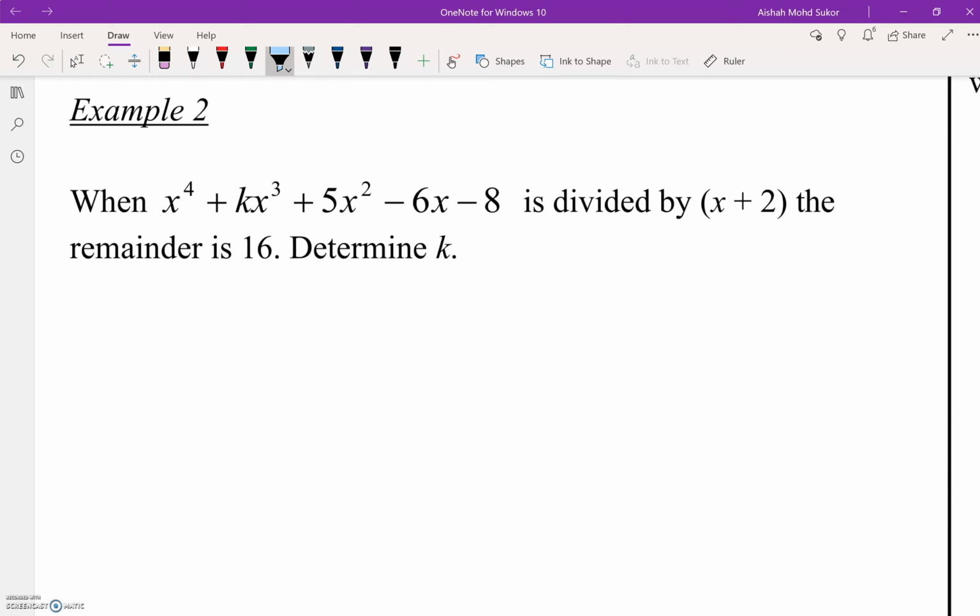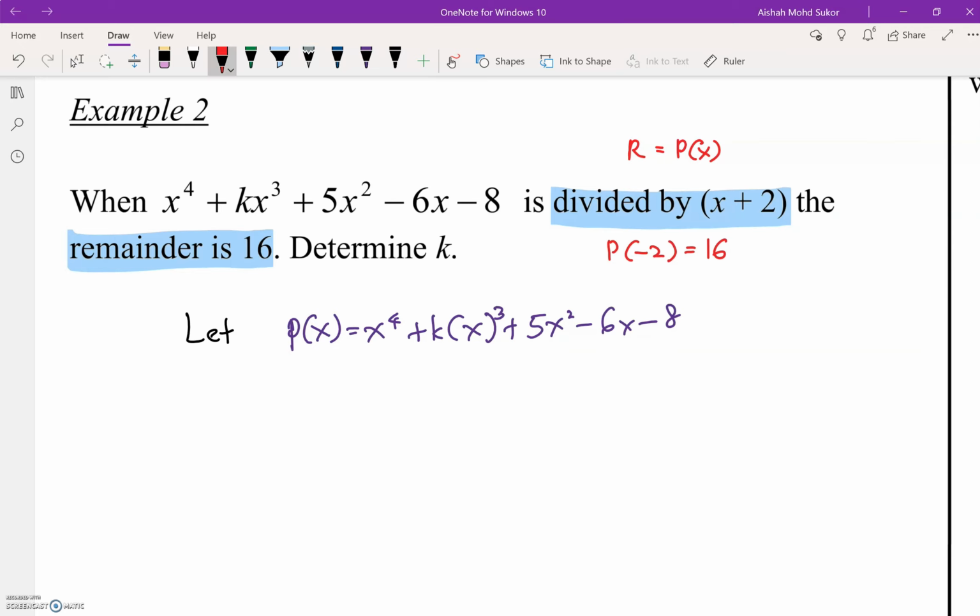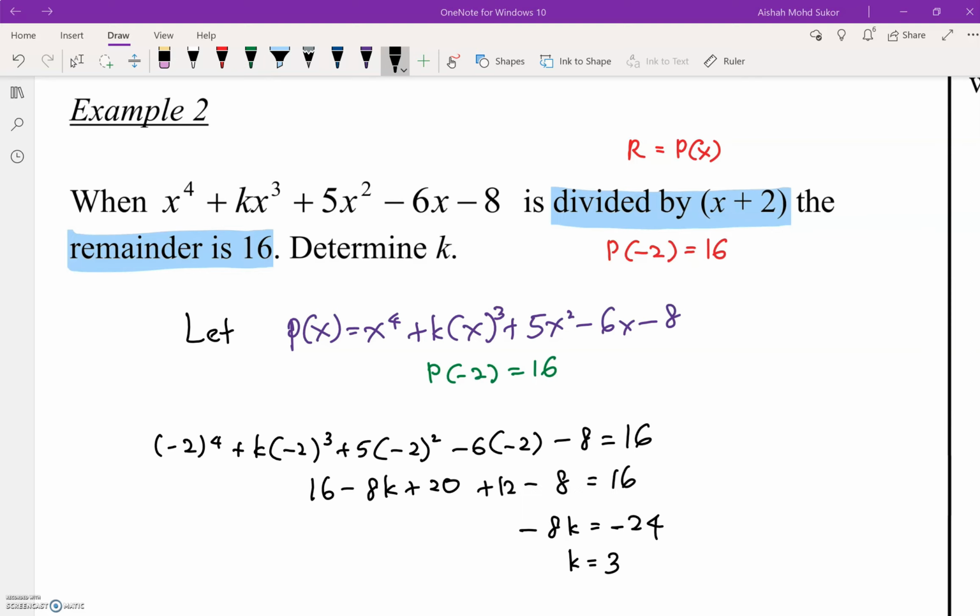Example 2. When a polynomial is divided by x plus 2, the remainder is 16. We have to determine the value of k. By using the remainder theorem, r is equal to p(x). So from this statement, we know that p(negative 2) is equal to 16. We let p(x) be x to the power 4 plus kx cubed plus 5x squared minus 6x minus 8. And we know that p(negative 2) is equal to 16. We substitute x equals negative 2 and we have k equals 3.